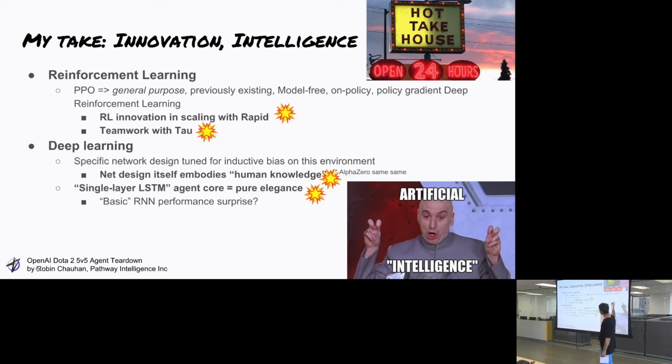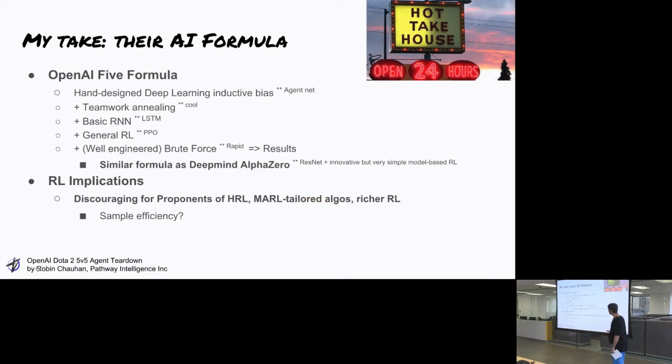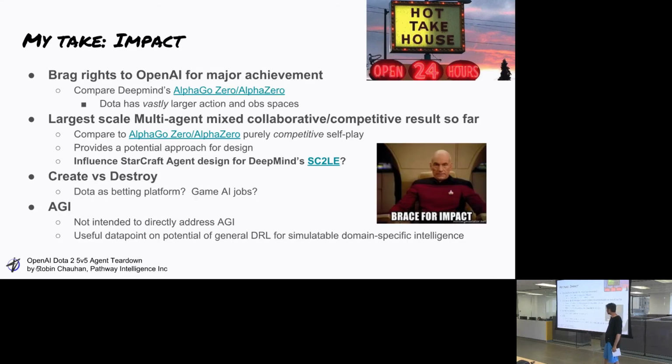So my take on this is the things that were kind of innovative here: the rapid distributed training, the teamwork with the Tau, I think that's really cool. The net design actually is the human knowledge. And then the single layer LSTM is just so simple, it kind of surprised some people. So I think the AI formula used here is this hand designed network, the teamwork annealing with the Tau, the LSTM RNN, the general purpose RL, and then this brute force. It's very similar to AlphaZero in terms of that formula. It's kind of discouraging for people who really think that HRL and specialized approaches are more important.